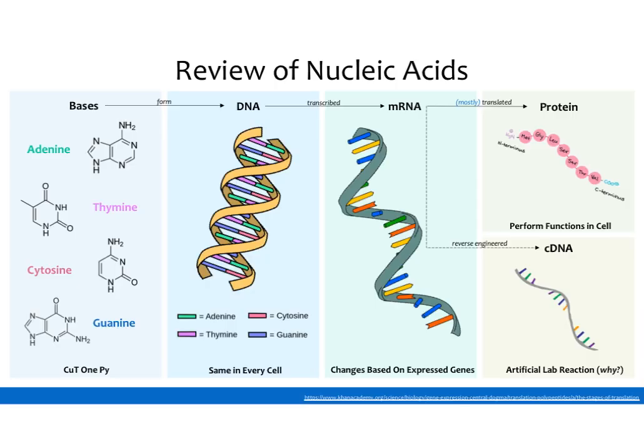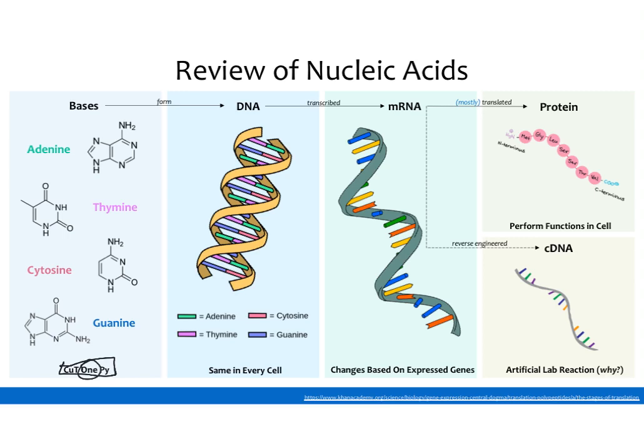Before we jump into RNA-Seq, I want to do a quick review of the nucleic acids in the cell. As you all know, there are 4 bases that form the backbone of all the nucleic acids in the cell. These bases are adenine, thymine, cytosine, and guanine. They are classified as purines and pyrimidines, and a good way to remember that cytosine and thymine are your pyrimidines is to remember this acronym, CUT-Py, which tells you they have 1 ring and they're pyrimidines.